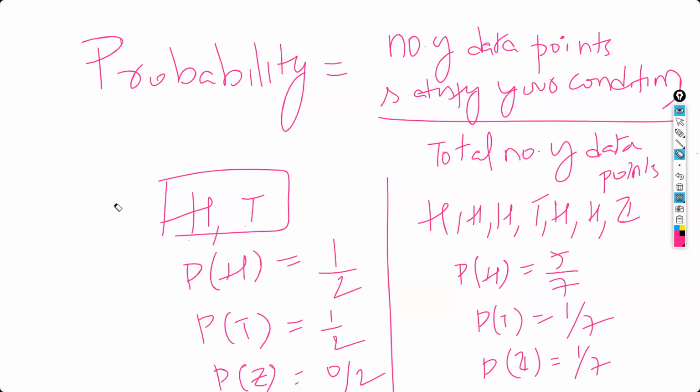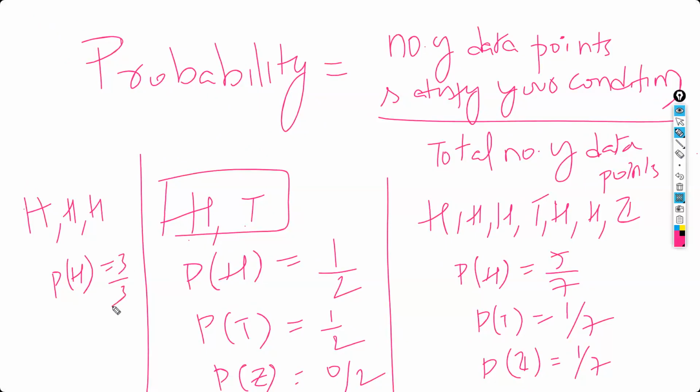Now, what is the probability in this example? Example number 3. Only H, H, H is there. No other letter. Now, what is the probability of H? 3 by 3. What is the probability of T? 0 by 3. What is the minimum probability you can get? The least one is 0. You cannot get a smaller number. A negative number is not possible because count cannot be negative. So the minimum probability is 0.